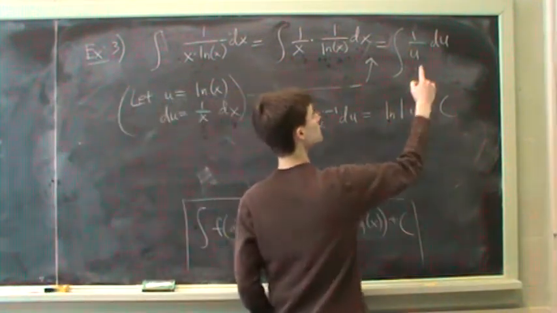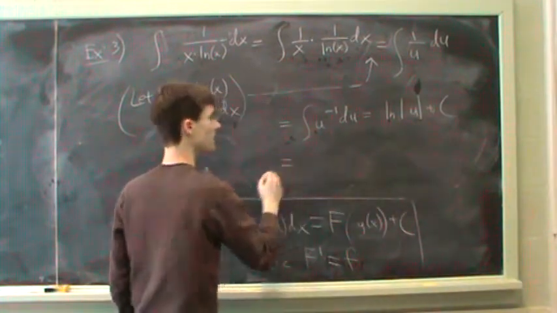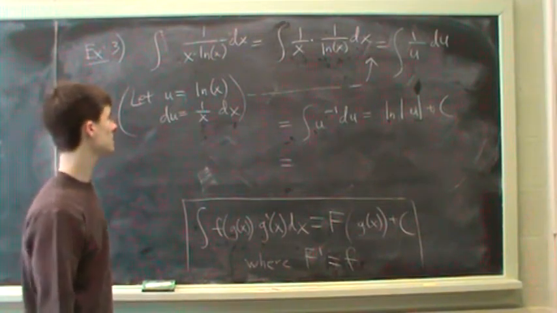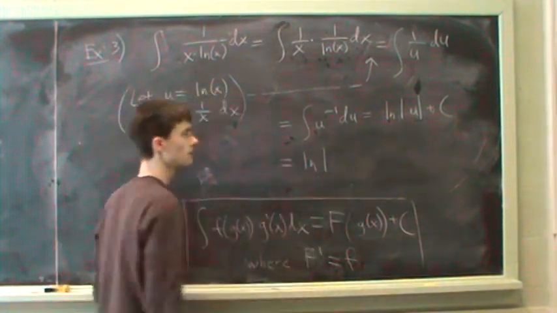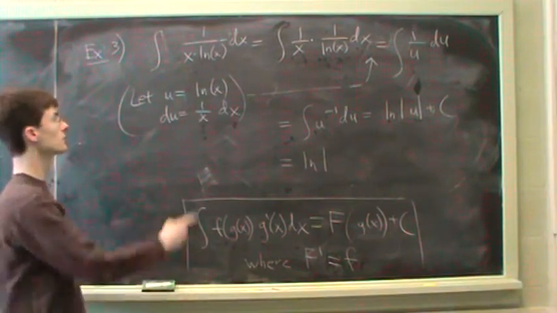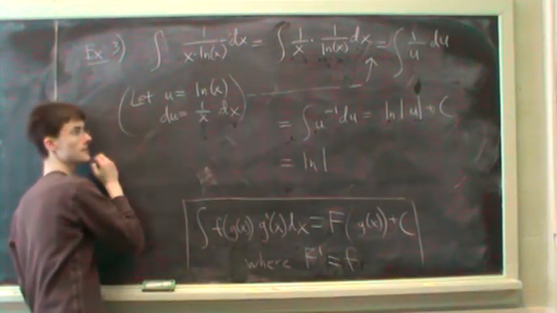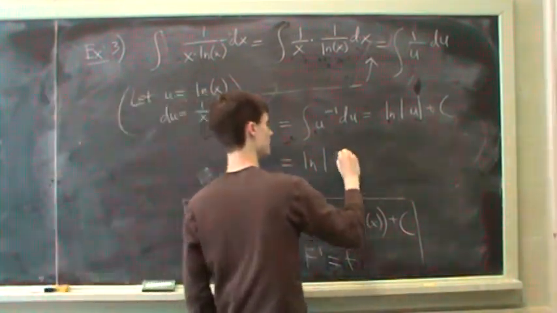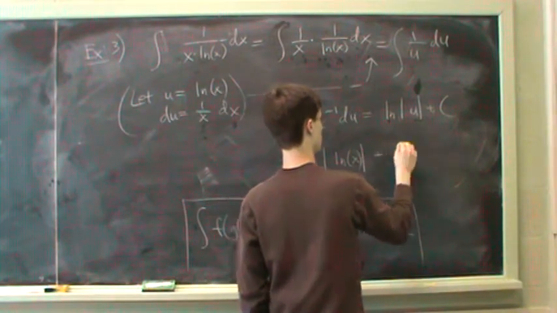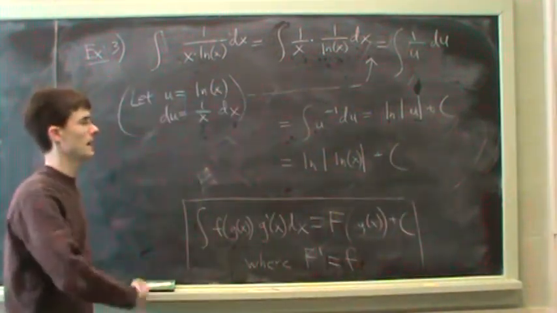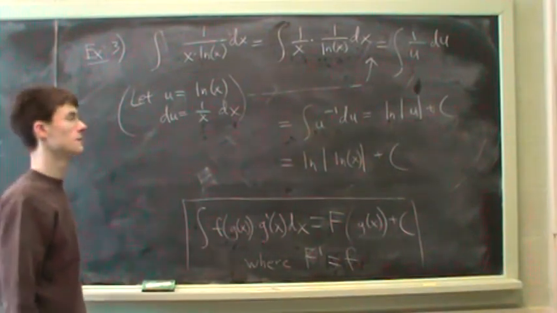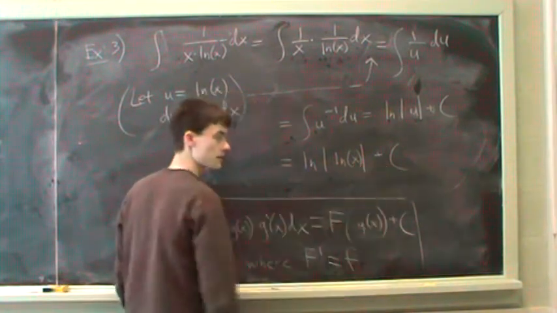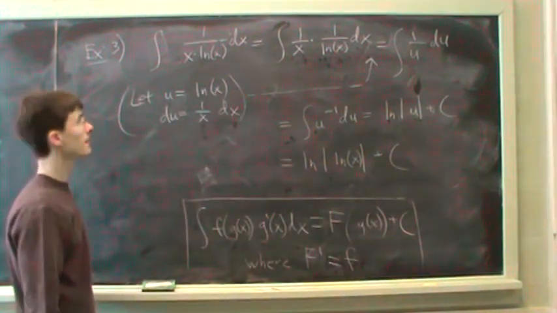So this answers this integral, but we want to then convert the answer to get a function of x, and that's pretty straightforward. We just need to know what u is, and u we decided to be the natural log of x. So we just replace u with the natural log of x blindly, sort of, and that's what we get. We have the natural log of the absolute value of the natural log of x plus c. And that, in fact, is our answer.